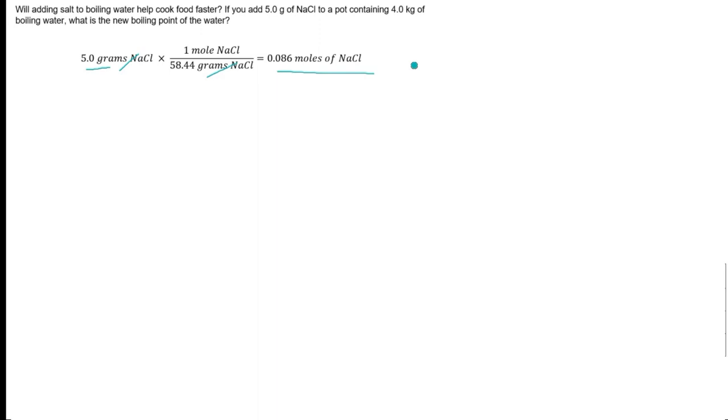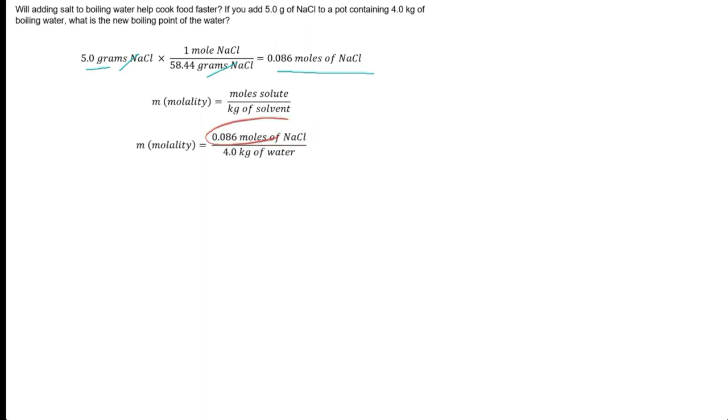sodium chloride. Now using my equation for molality, I'm going to plug in what I know. Here is my 0.86 moles of sodium chloride, which I just calculated. The problem told me that I have 4 kilograms of solvent, in this case 4 kilograms of water. So my molality for this solution is 0.021. Now that I know my concentration, I can calculate how much my boiling point has changed. So here is my equation for my change in boiling point.